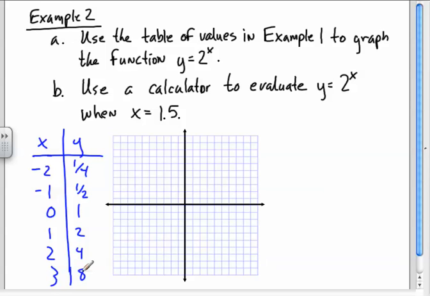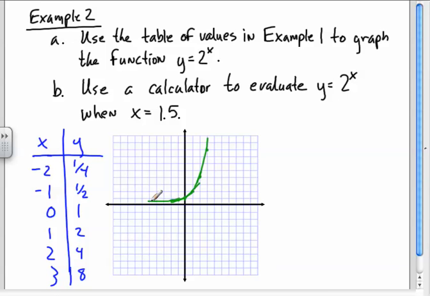So we need to plot these points. I'm going to do the best I can. I'm going to use green. -2 is just 1/4, so about right there. -1 is 1/2. Okay. And then let's see. 0 is 1. And 1 is 2. 2 is 4. Okay. 3 is 8. Alright, right here. Okay, so if I graph this thing, I'm going to sketch it going through these points.